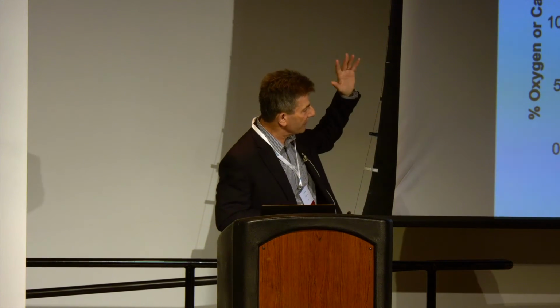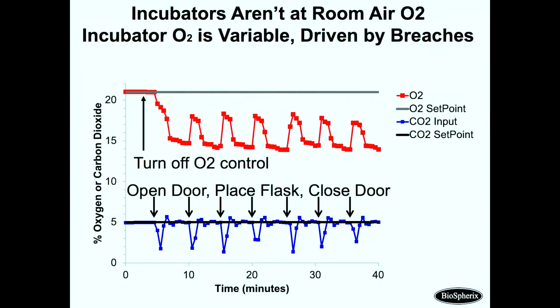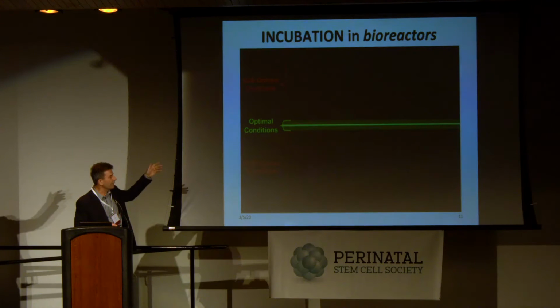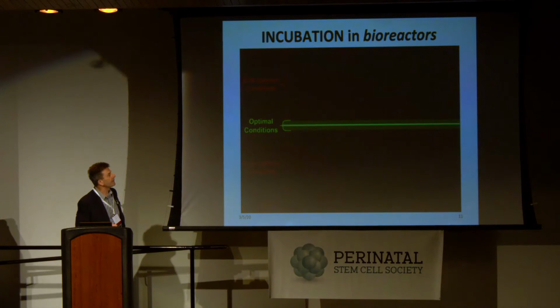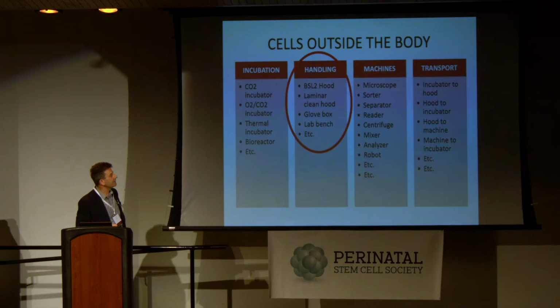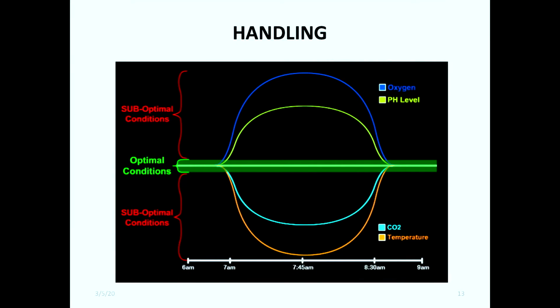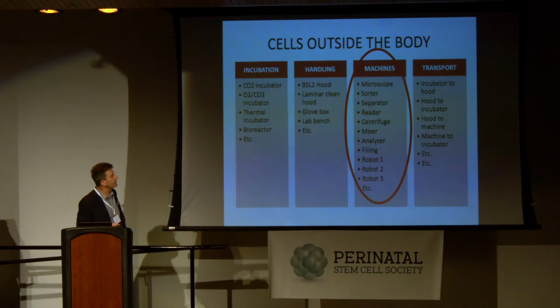And this is just an actual measurement to show a lack of control with the O2 and CO2 in a typical incubator. Bioreactors are much better because they're actively controlling, and they are presumed to be better able to keep optimum conditions. But when you look at handling, it's always suboptimal. And the duration of these suboptimal conditions can vary quite a bit depending on many factors.